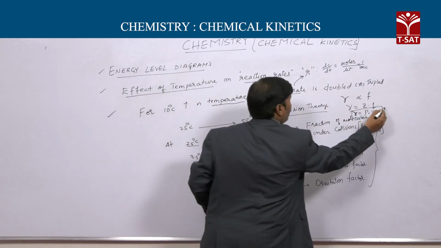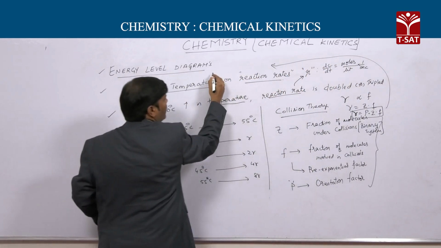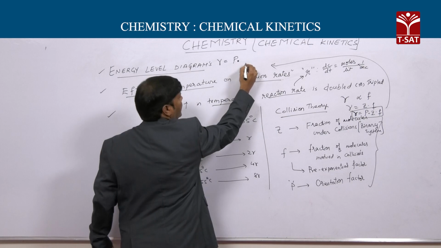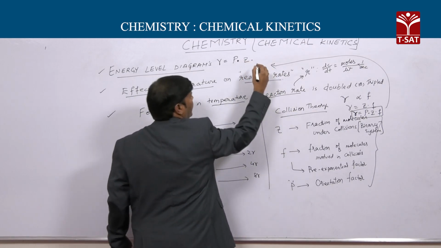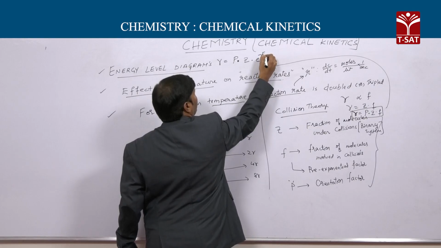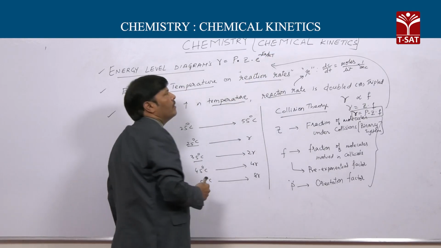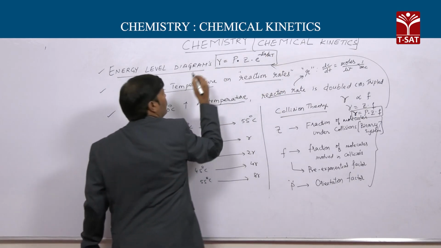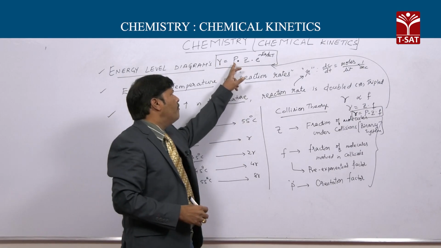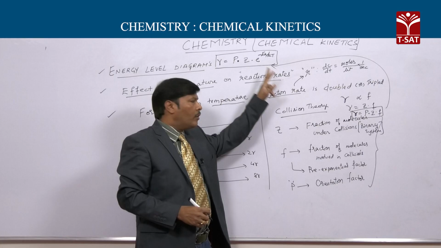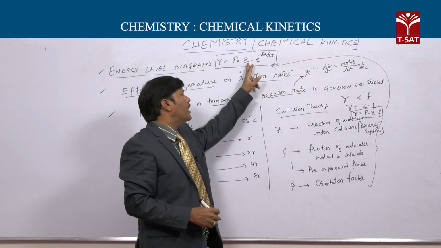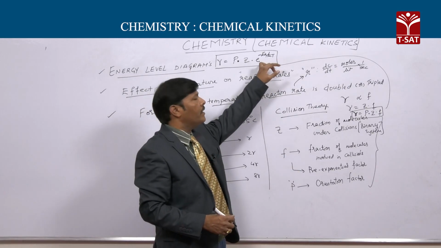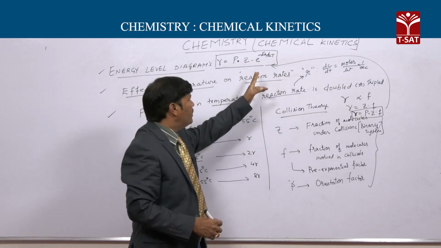So this expression I can expand in this format: R is equal to P into Z into, in the place of F, the exponential form of minus Ea by RT. So this is the complete equation which we need to remember. The rate of reaction is equal to the orientation factor multiplied with the fraction of molecules undergoing binary collisions in the binary system, and the pre-exponential factor F is given by the exponential form of minus Ea by RT. So this is the expression we need to remember.